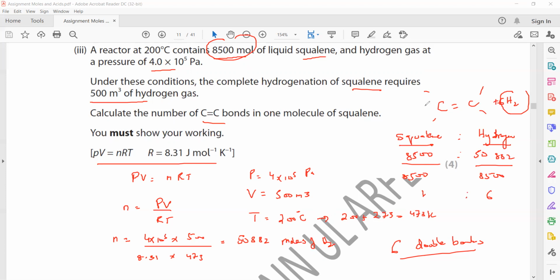So how many double bonds are there in squalene? Because it is reacting with 6 moles of hydrogen, it means there are 6 double bonds, because 1 mole of hydrogen reacts with 1 double bond. So 6 moles of hydrogen means 6 double bonds are there in squalene. Is it clear?